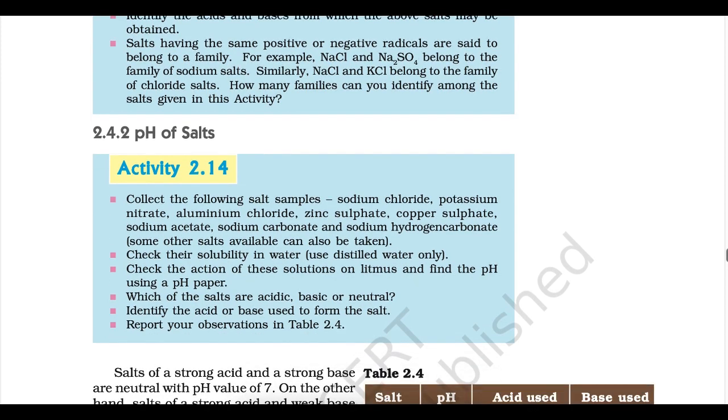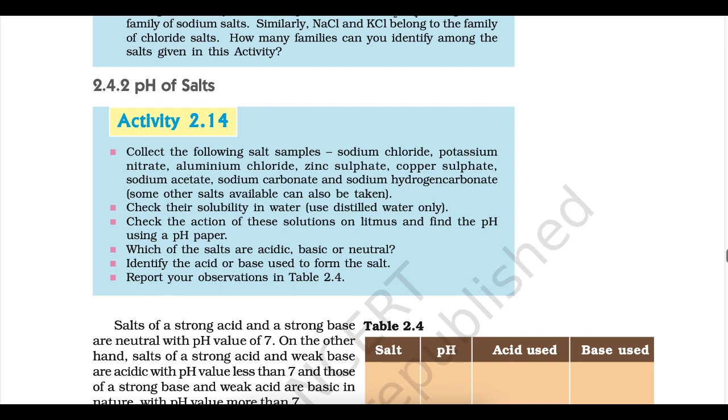Salts having the same positive or negative radicals are said to belong to a family. For example, sodium chloride and sodium sulfate belong to the family of sodium salts. Similarly, sodium chloride and potassium chloride belong to the family of chloride salts. How many families can you identify among the salts given in this activity?